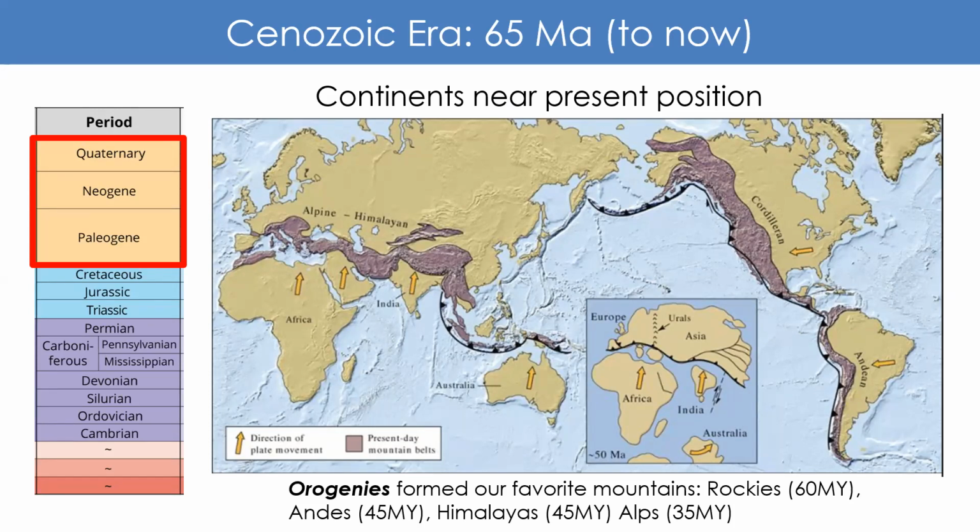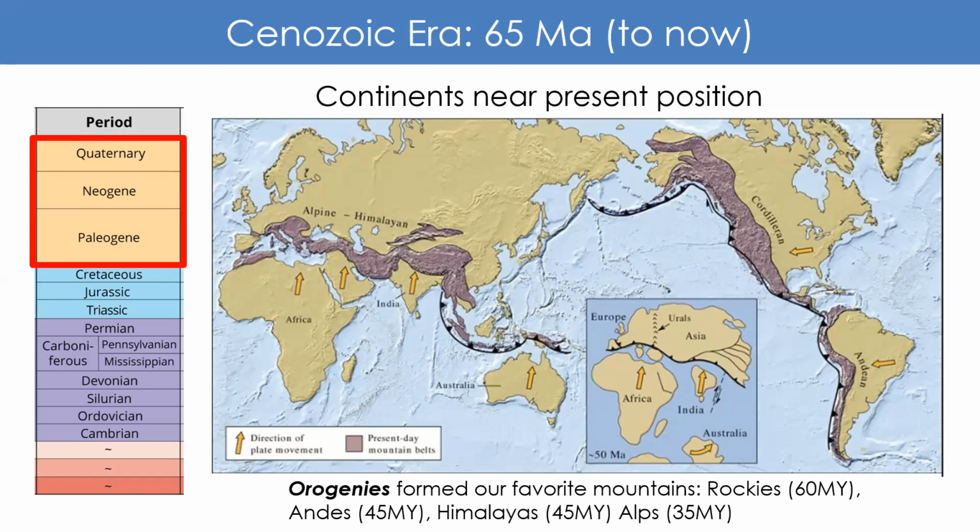So this is a huge mountain building event. In terms of us, the closest mountain range is the Appalachians. Those actually formed during the forming of Pangaea. So that's one of the oldest mountain ranges in the world.